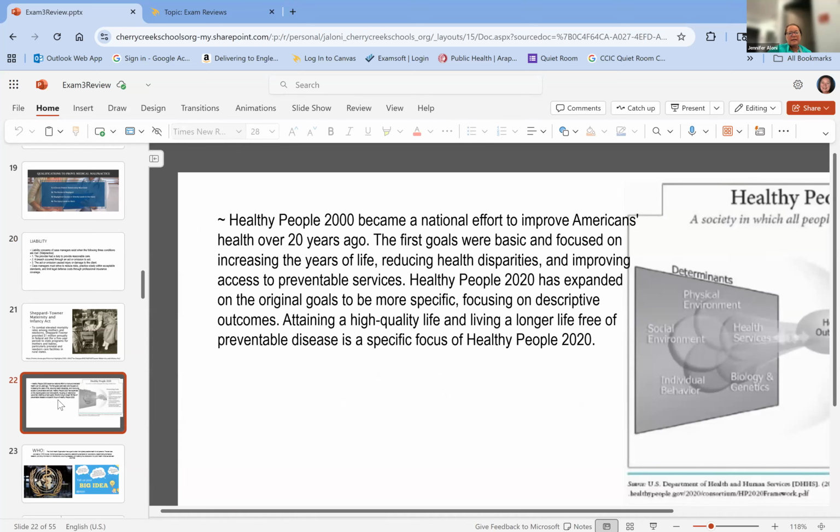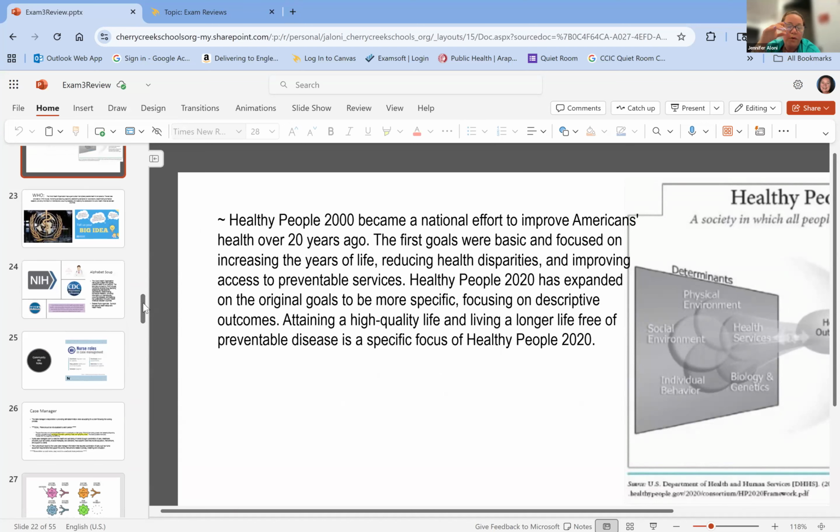Healthy People 2000 was a national effort to improve health over 20 years. It has increased; we have a 2010, we have a 2020, and we have a 2030. We're looking to see people's health being improved regardless of their social determinants, like their education, their poverty, things like that. So Healthy People 2030 is trying to do that.